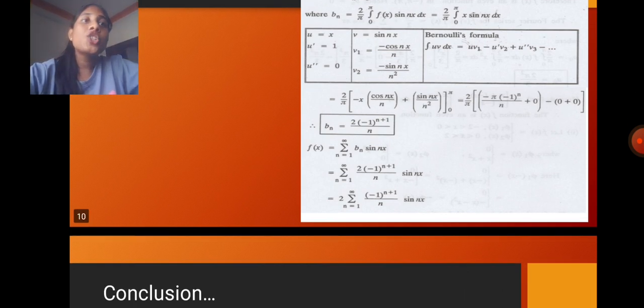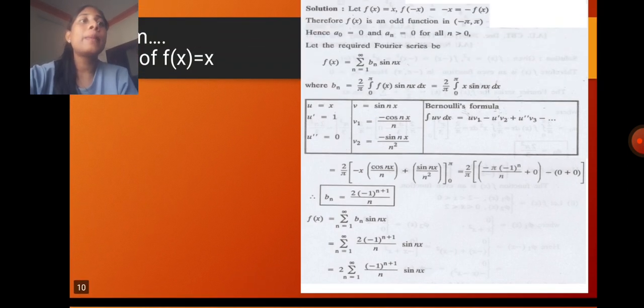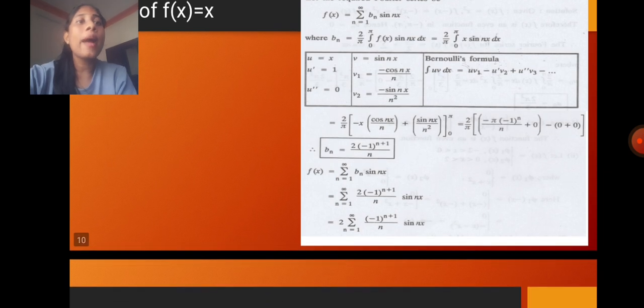So f of x is the summation from n equals 1 to infinity of bn sin nx, which is the summation from n equals 1 to infinity of 2 times minus 1 to the n plus 1 by n times sin nx. Then 2 is carried outside, so we get 2 times the summation from n equals 1 to infinity of minus 1 to the n plus 1 by n sin nx. This completes the proof and the problem ends here.